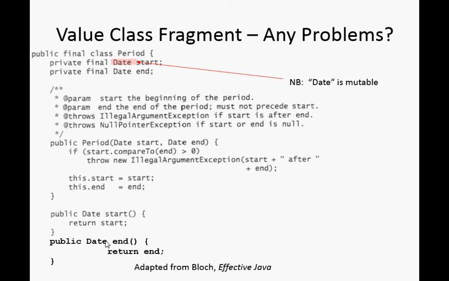Maybe that person externally changes start to be after the end date. Maybe as an invariant, start has to be before the end date, right? Look at this: in the constructor, start is the beginning, end is the end. It throws an exception if start is after end. So it wants to guarantee the invariant that start is before end. But meanwhile, you call the start method, you could just modify that date for start to be after end, and Period is none the wiser. It doesn't know you've suddenly changed the internals of its data structure.